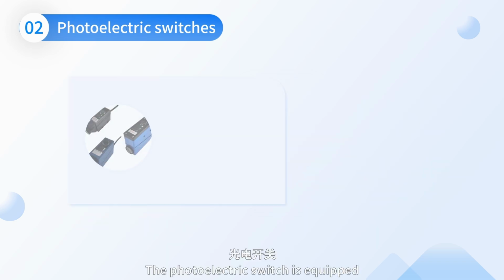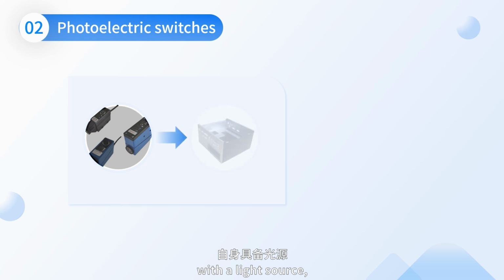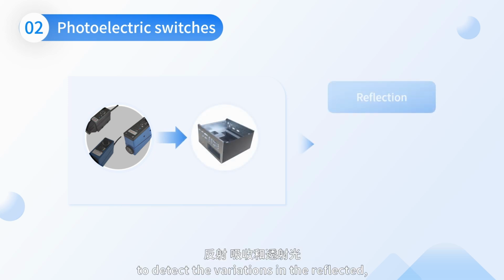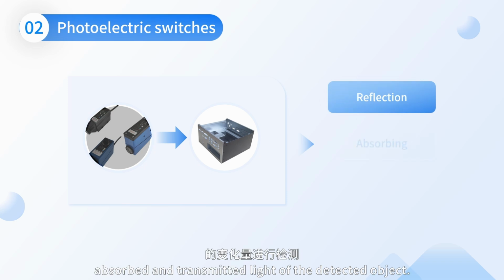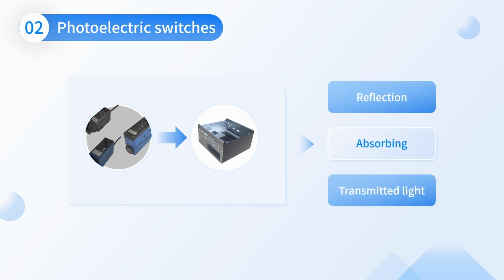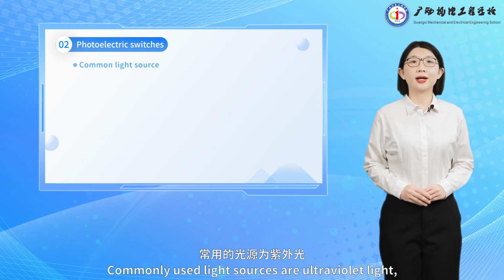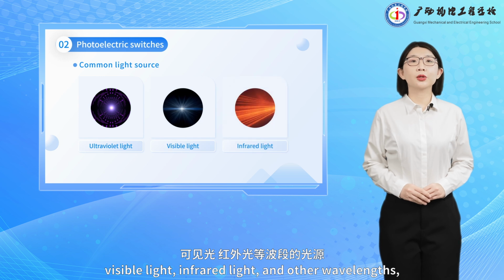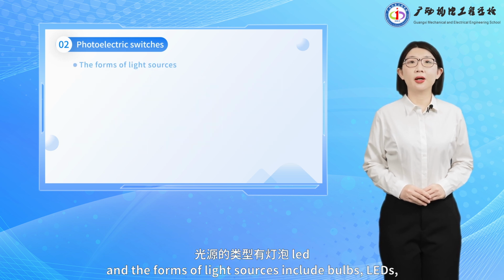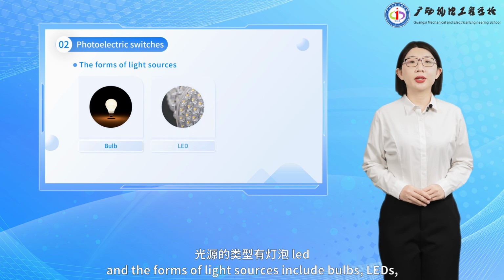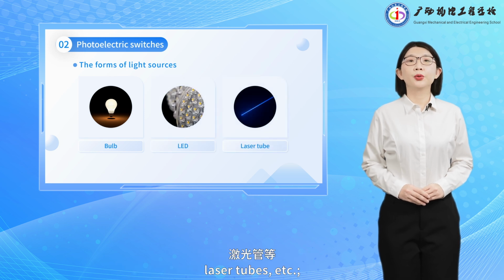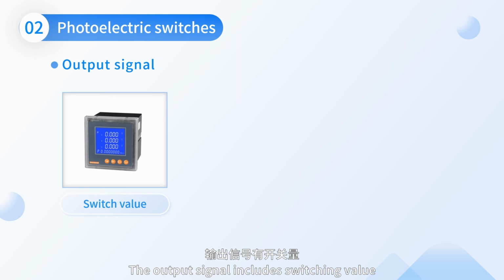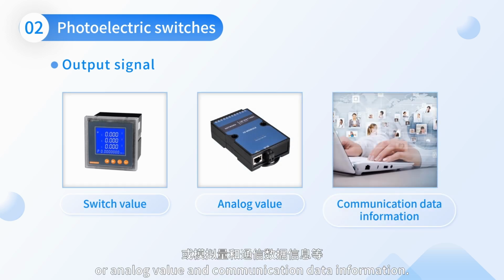The photoelectric switch is equipped with a light source, and the emitted light source is used to detect the variations in the reflected, absorbed, and transmitted light of the detected object. Commonly used light sources are ultraviolet light, visible light, infrared light, and other wavelengths, and the forms of light sources include bulbs, LEDs, laser tubes, etc. The output signal includes switching value or analog value and communication data information.